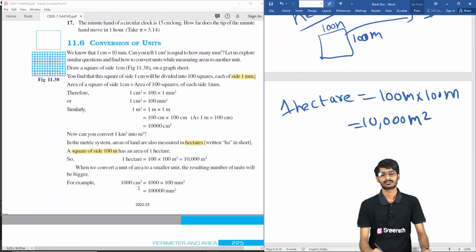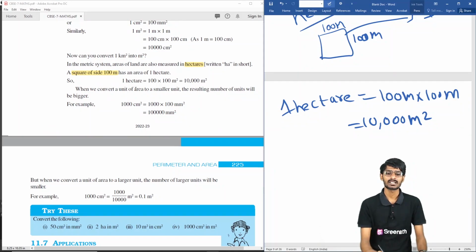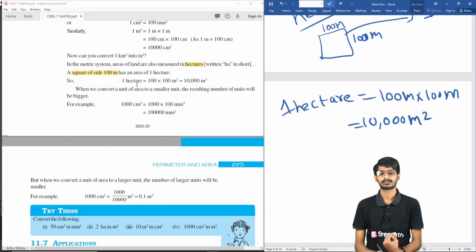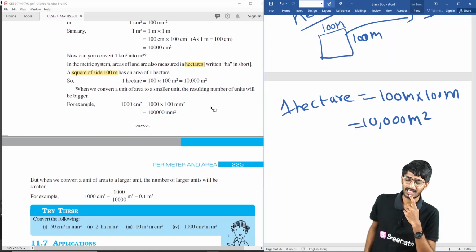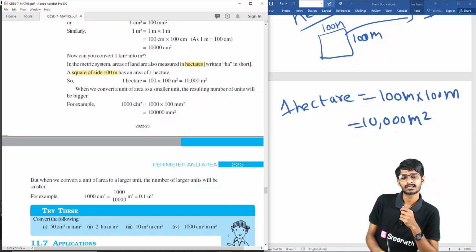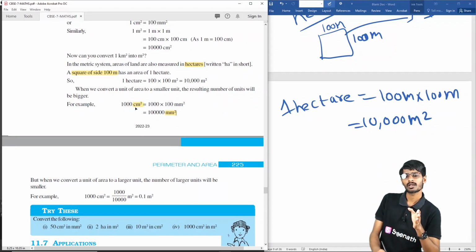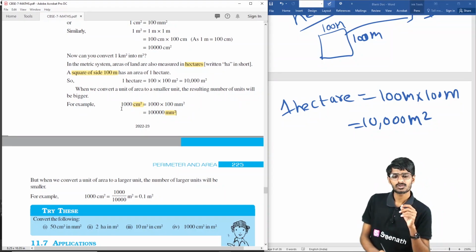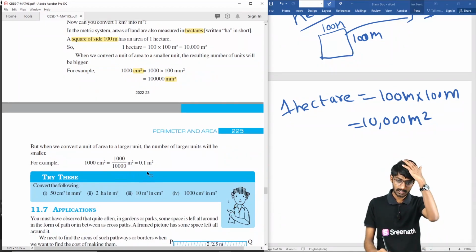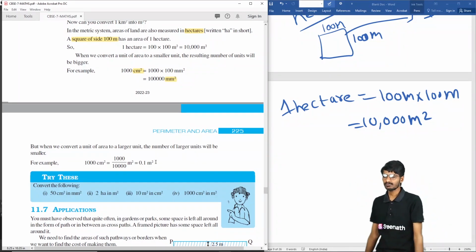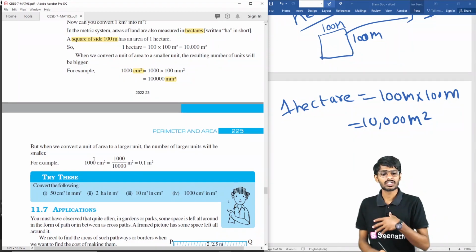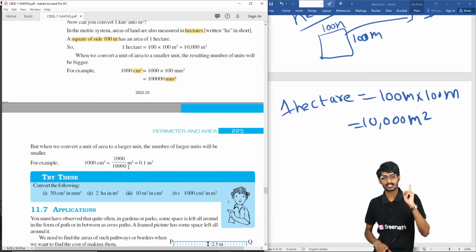And one more thing, if you observe, when we convert from a smaller unit to bigger, or the bigger to smaller, what happens? Suppose centimeter is the bigger unit and millimeter is the smaller unit. From bigger to smaller unit, the number in front of it increases. Here it is only 1000, but here it is 1 lakh increased. Coming to centimeters and meters, here centimeters is the smaller unit, meters is the bigger unit. Coming to smaller to bigger, the number is decreased. Here it is 1000, but here it is 0.1. So that is the thing you have to remember.